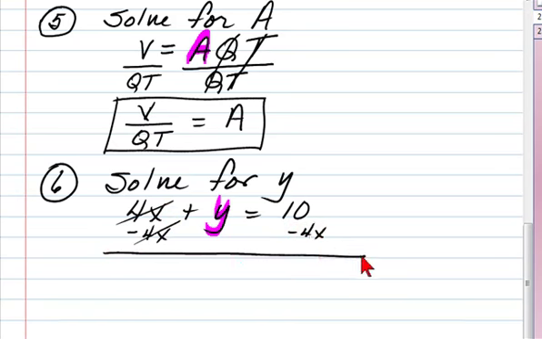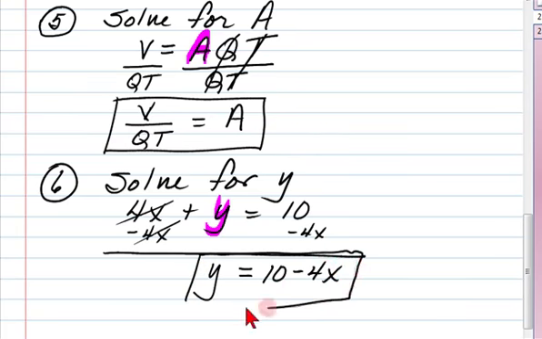That leaves me on the left-hand side with y equals, can I subtract a 4x from a 10? No, they are not like terms. So what will I write down? 10 minus 4x. If you could be open to the idea that this is actually easier because you don't have to perform the operation. I don't have to get my calculator out and figure out what that difference will be. I can't. Okay, excellent question.